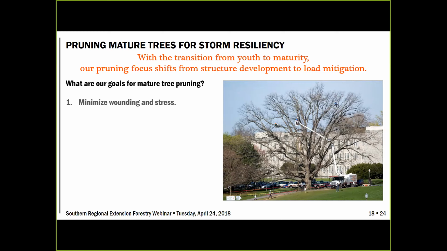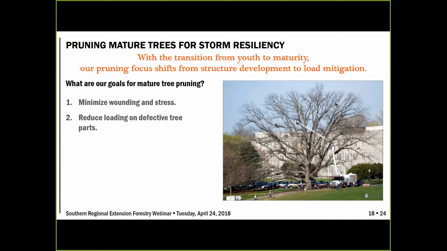Because they have lower vitality, they tend to be slower in sealing wounds, and they tend to be less able to develop well-fortified branch protection zones in the interior of the tree. So for this reason, I just want to point out that we need to be very precautious in any live tissue pruning that aims to reduce loading and to improve storm resiliency.